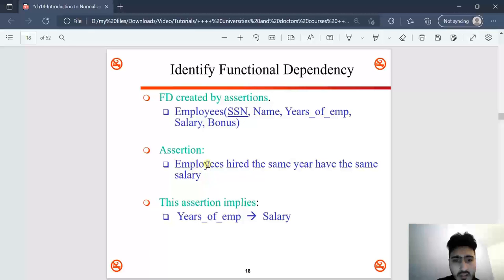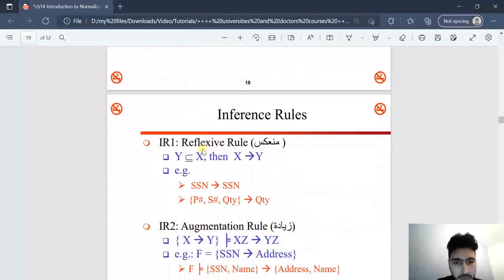If we have this sentence, employees hired the same year have the same salary. So all employees that are hired in the same year should have the same salary. This means that the years of employment determines the salary. So this assertion implies the years of employment for this employee determines his salary. So this is the first way to determine functional dependency, by using assertions in sentences.